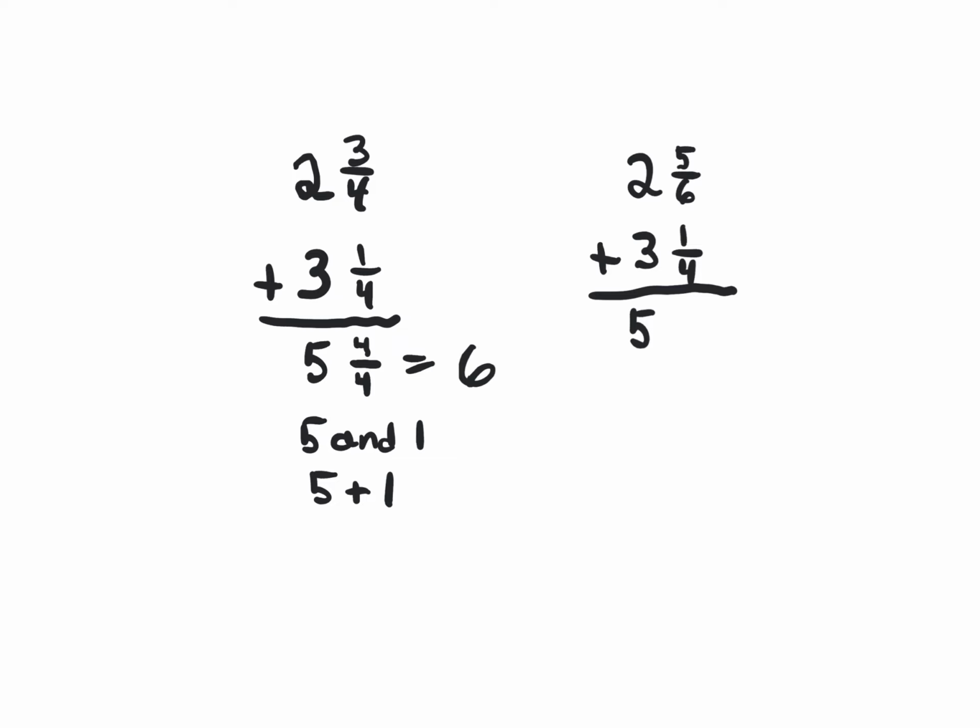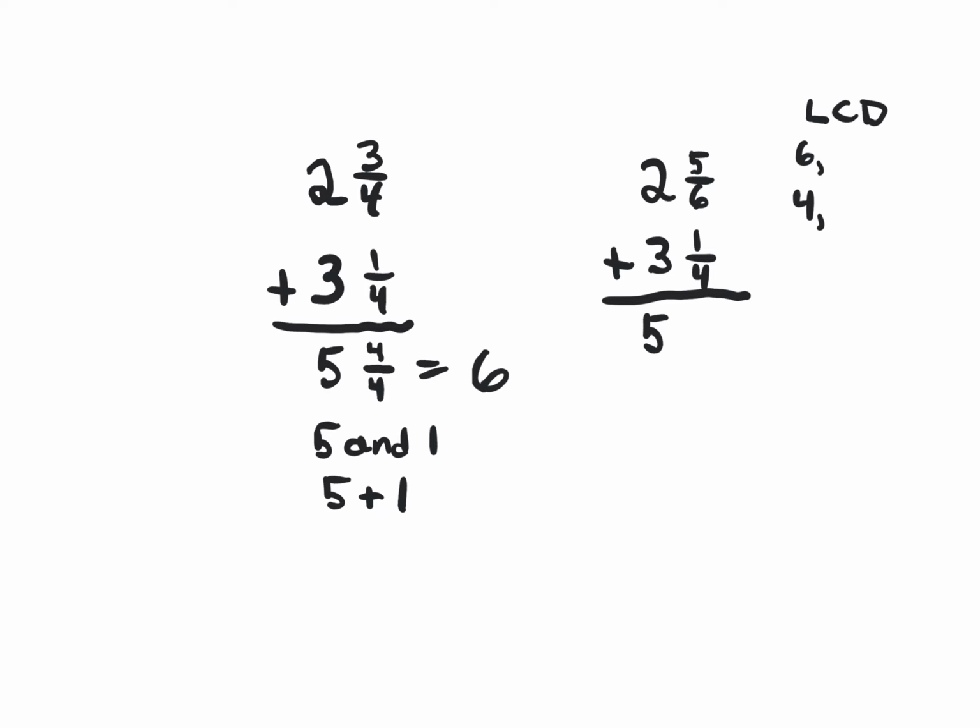Well, if you said least common denominator, you are correct. So we're gonna look at each denominator. So we have a 6, and the bottom fraction is a 4. And we are gonna skip count to find our least common denominator. So we're gonna go 6 and 12 and 18. And then for 4, we got 4, 8, 12. If we see a common number, we're gonna circle it, and that's gonna be our least common denominator. So we wanna make each of these fractions into a 12th.